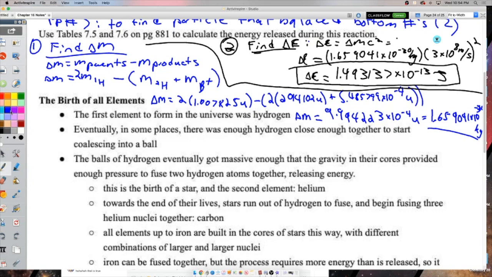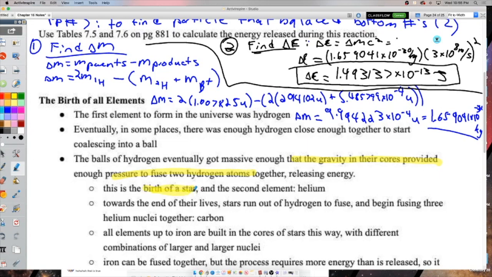But anyway, eventually in some places, enough hydrogen started to group together, right? Because of gravity. So this hydrogen with mass started to group together, coalescing into a ball, okay? Now the balls of hydrogen got bigger and bigger and bigger as they collected more, they attracted more hydrogen to themselves, growing, right? Eventually it got massive enough that the gravity was so intense, so much pressure, that in the cores of those big balls of hydrogen, there was enough pressure to fuse two hydrogen atoms together, and that released energy. That continues to happen. That gravity continues to squeeze hydrogen atoms close enough together that they fuse. That energy is produced. And there you go. You have the birth of the first star.